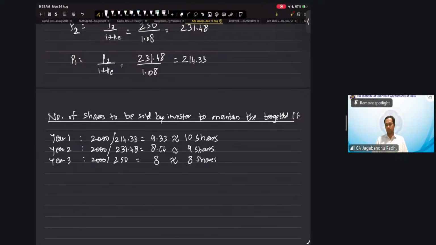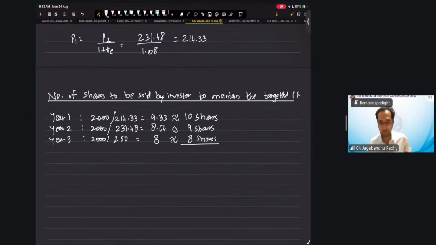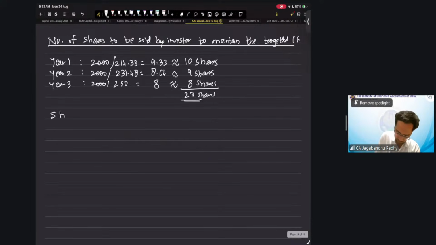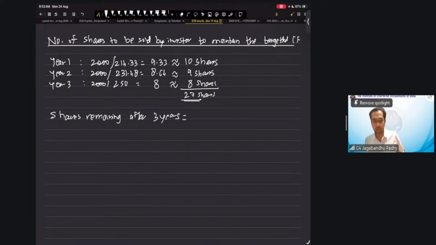Now, the total that we have is going to be 27 shares. 27 shares are going to be sold. What is the count of shares remaining after 3 years? Because during these 3 years, we are liquidating these shares, right? So the shares remaining after 3 years will be 1000 minus 27, which is 973.